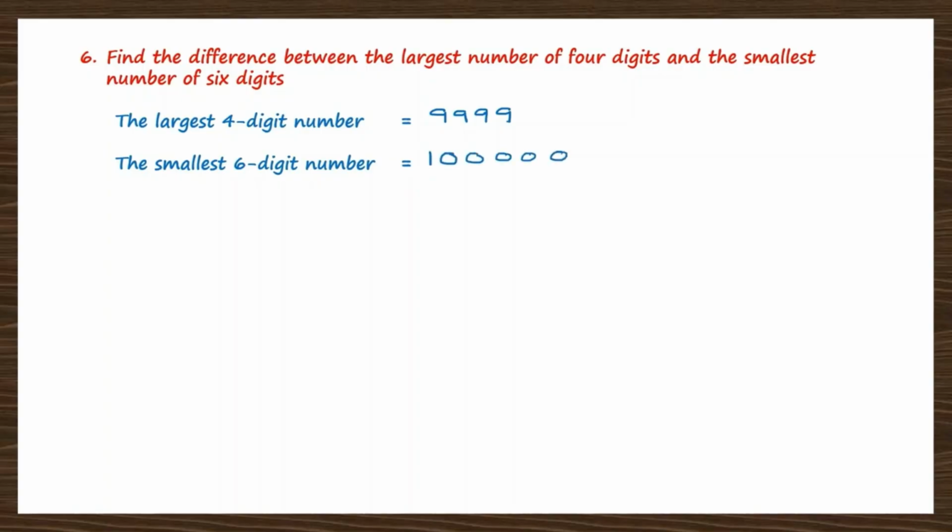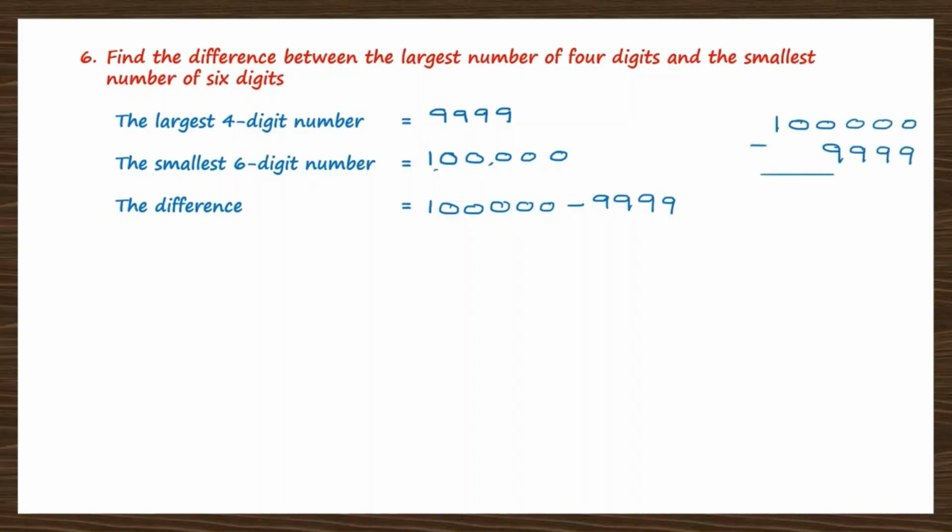Now we have been asked to find the difference. Difference means subtracting these two numbers. So let's find the difference between these two numbers by subtracting them. So that means we have to subtract. Now this is 1 lakh. So that is 1 lakh, 1 followed by 5 zeros, minus 9,999. So let's do that subtraction. Minus 9,999. Put it in the right places.